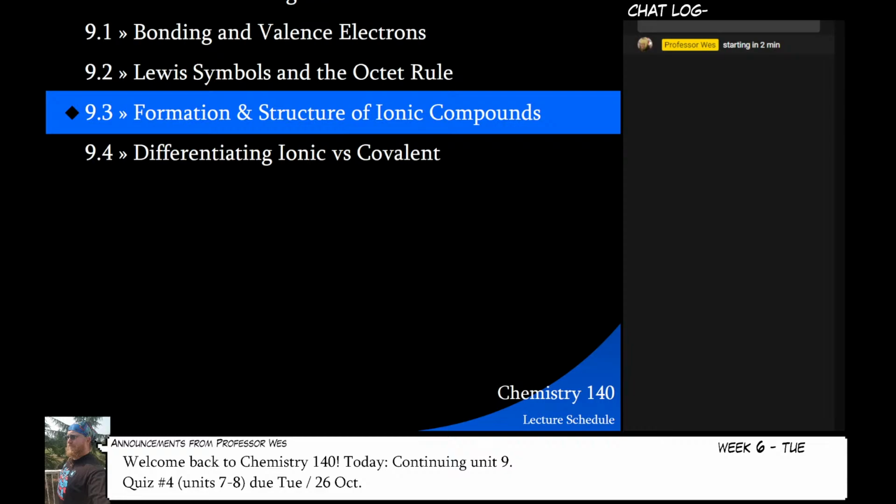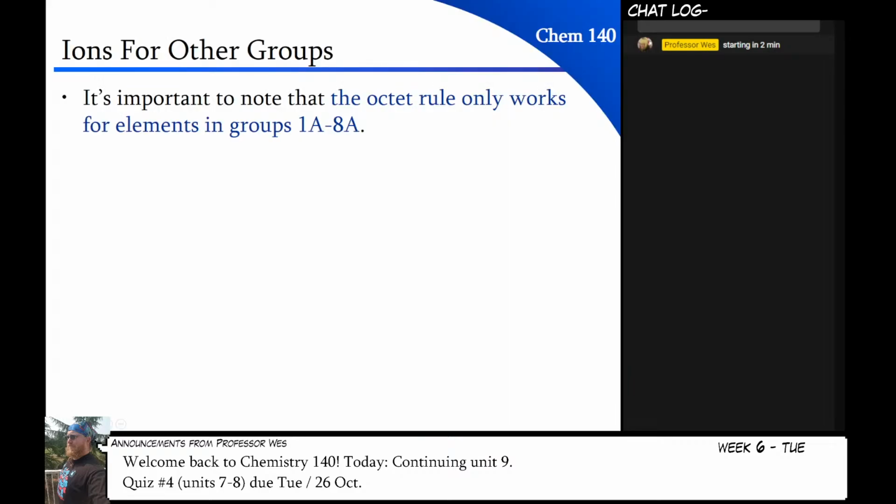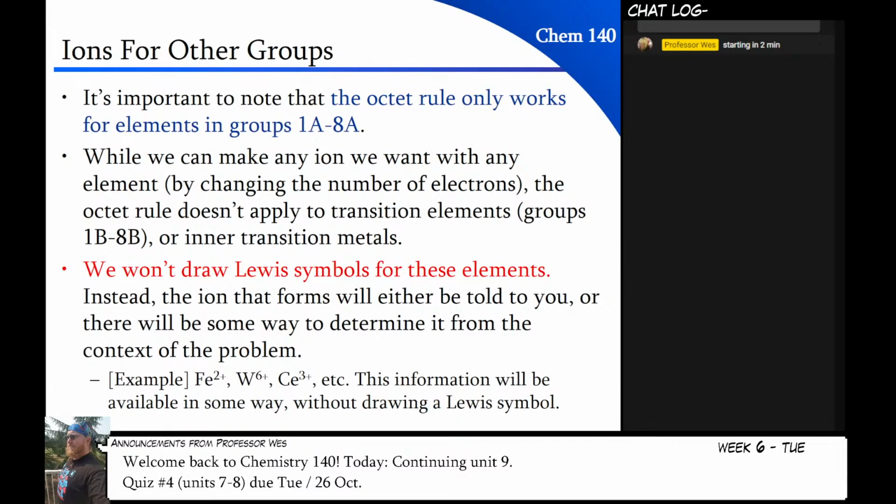Yesterday we left off talking about the octet rule, and I believe somebody had a question about what we do for transition metals. This is the previous slide. What the slide is talking about is that the octet rule that we have spent about an hour or two going over how to build an ion to get to the octet rule only works for the elements in groups 1 through 8A. Those are groups, if you're using the IUPAC numbering scheme, 1, 2, and 13 through 18.